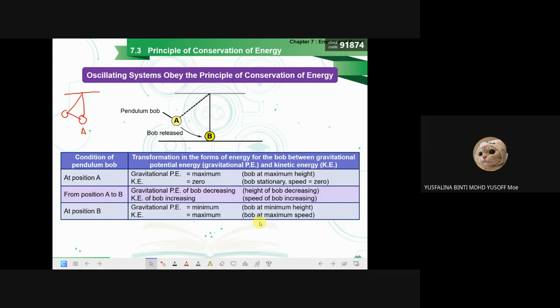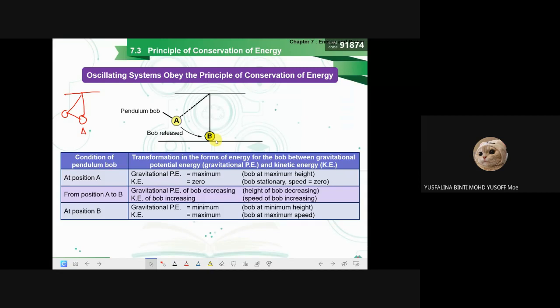Okay, now at point B, all the GPE, the potential energy, has changed to KE already, meaning kinetic energy. So here at point B, the GPE is minimum, but the KE is maximum. Every time I say KE, you already have to know that it is kinetic energy. So the KE is maximum at point B because all the GPE is already converted to kinetic energy. That's why KE is maximum, GPE is minimum.